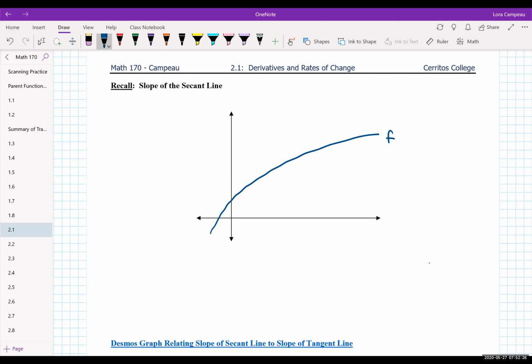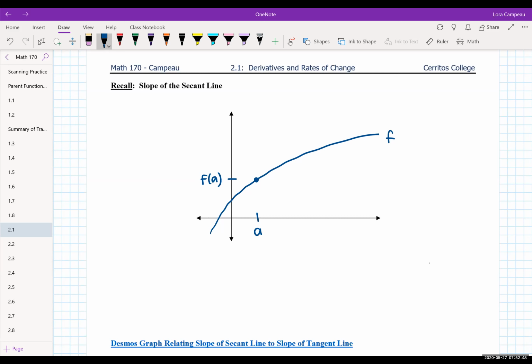And let's suppose we have a value of x. We'll call that a. And so if you have a value of x, if you go straight up to the function, you can find that corresponding y value that's going to be labeled as f of a.